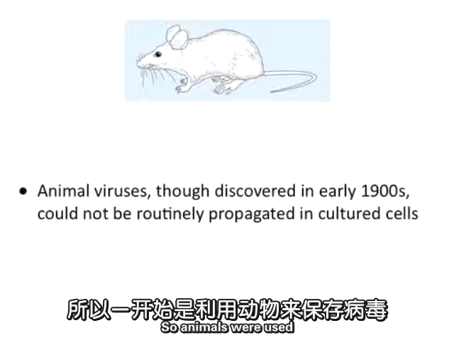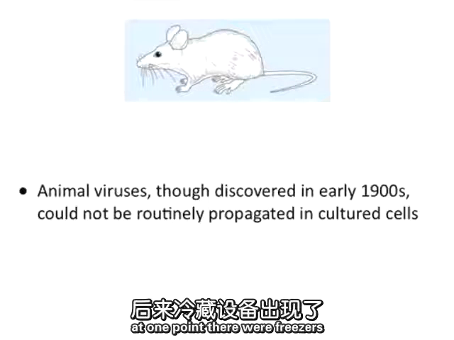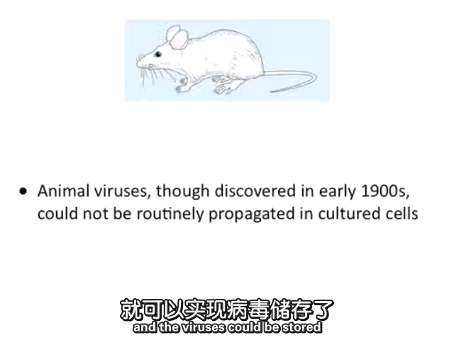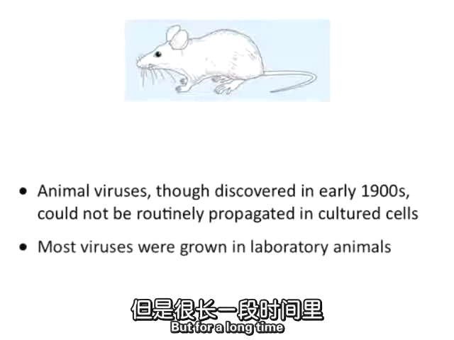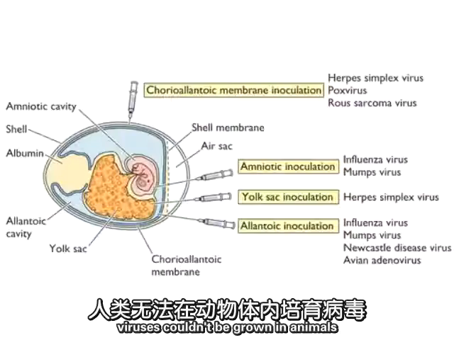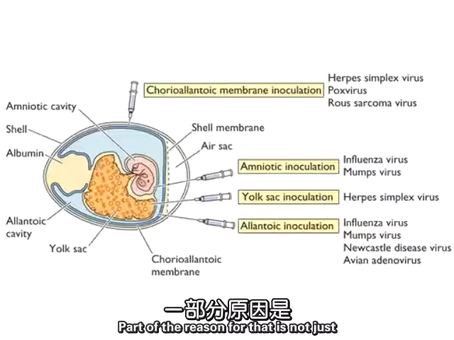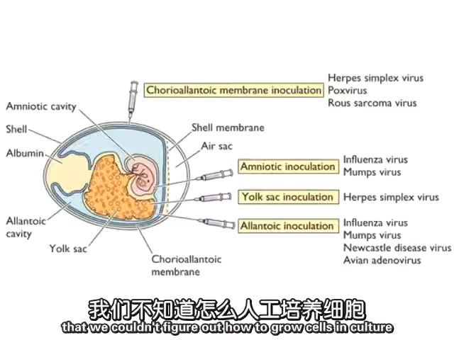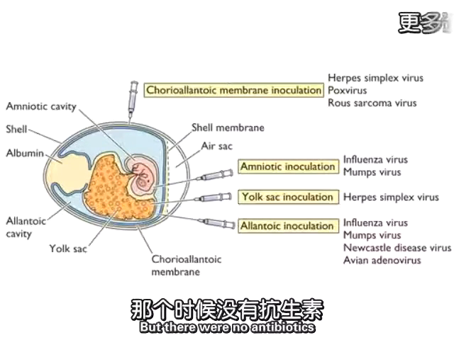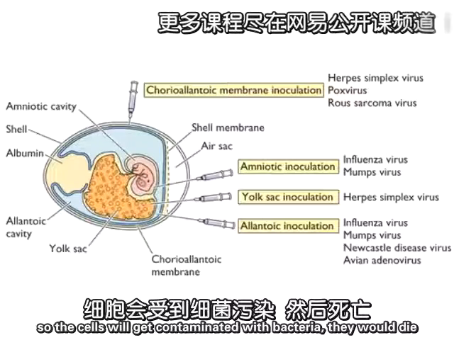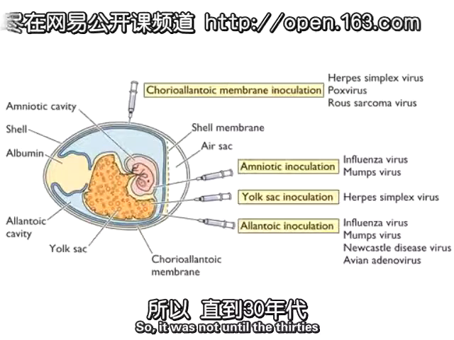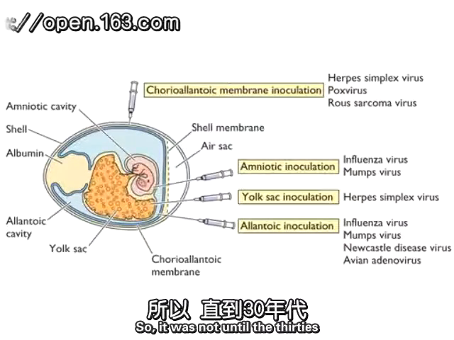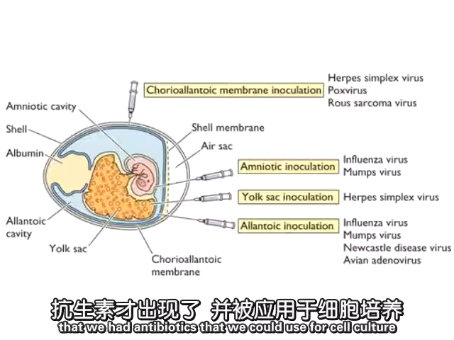So animals were used, and at one point there were freezers and the viruses could be stored. But for a long time, viruses couldn't be grown in cells. Part of the reason for that is not just that we couldn't figure out how to grow cells in culture, but there were no antibiotics, so the cells would get contaminated with bacteria and they would die. So it was not until the 30s that we had antibiotics that we could use for cell culture.